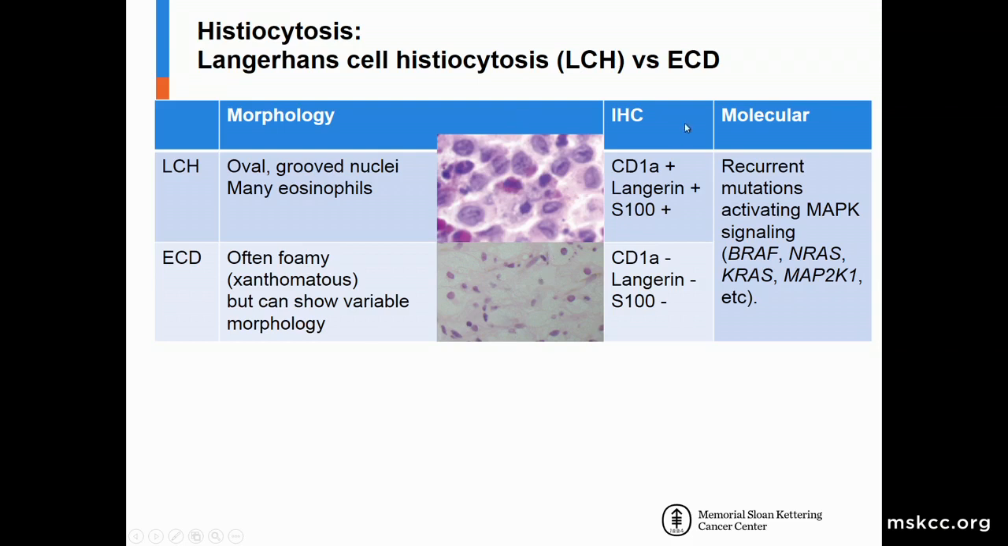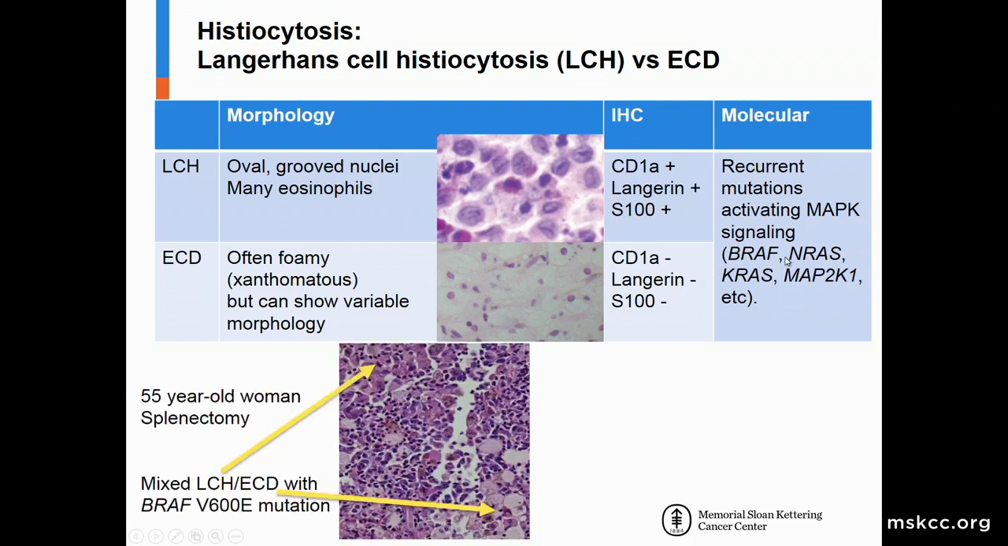And immunohistochemistry is different. These both are highlighted by histiocytic markers, but LCH usually expresses CD1A, Langerin, and S100, and in contrast, ECD does not express these immunohistochemical markers, so the immunophenotype is different. But recently, the molecular profile is now revealed, and they both have the same recurrent mutations which activate MAPK signaling. The most famous, most often seen one is the BRAF V600E mutation. And because the molecular profile is the same and maybe the molecular pathogenesis is the same, there are cases where the patient has LCH in one locus and ECD in another locus.